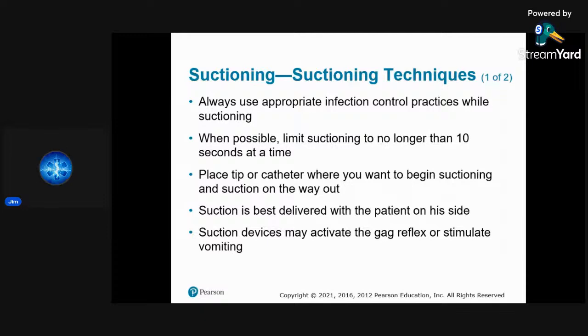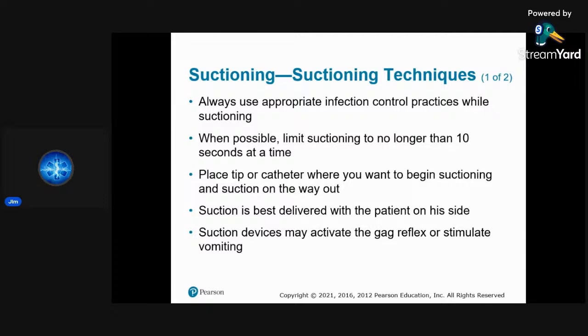All right, suctioning techniques. We're always going to use our PPE, right? And like I said, they recommend gloves, eye protection, mask, and a face shield when we're suctioning. We're going to limit our suction to no longer than 10 seconds whenever possible. We're going to place the tip or the catheter where we want it before we suction, and suction on the way out. Most of these have a hole at the top, and you have to cover the hole to create the suction. So you'll stick your Yankauer or your tonsil tip in where you want to suction, put your finger on the hole, and suction on the way out for no more than 10 seconds.